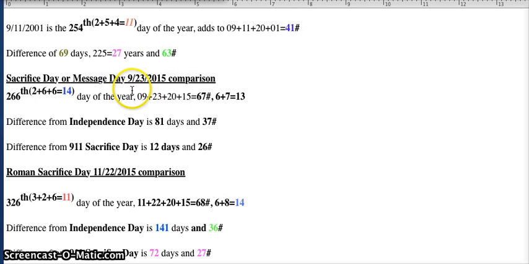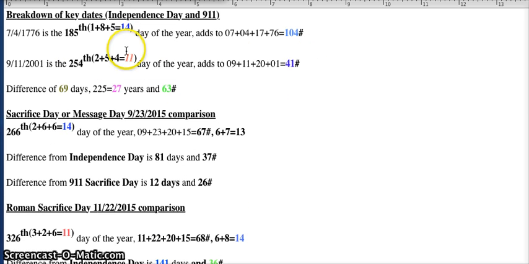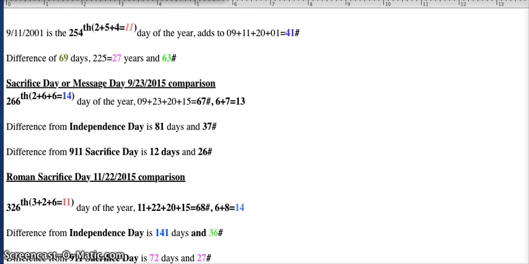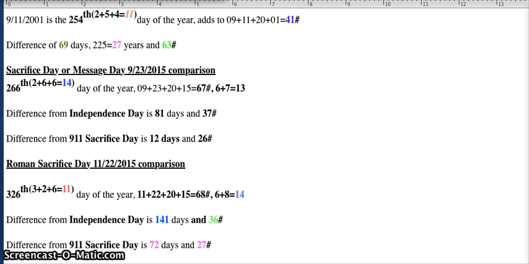Now on our message day, we also have a 14, and it's in the base on the actual day, just like Independence Day. And I do believe that it has significance. However, it's not an inverse of 9/11. And it doesn't have many numbers here that do connect up. So now let's look at our inverse sacrifice day.